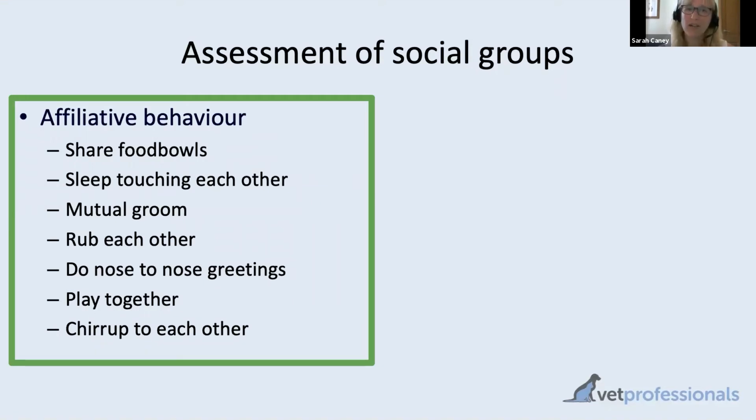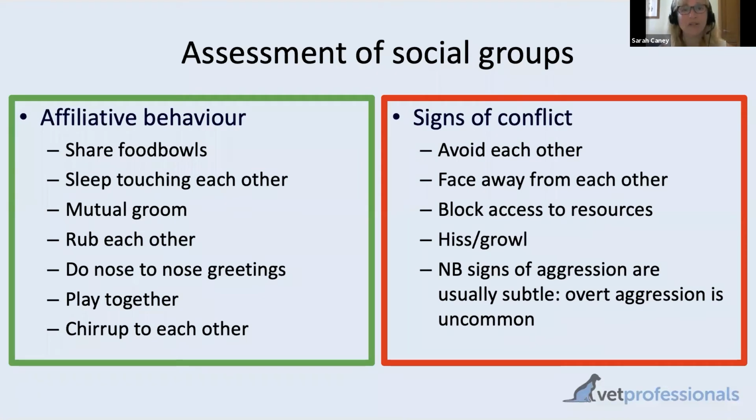So sharing things, sleeping wrapped up in each other's arms, nose-to-nose greetings, the sort of chirrup noise, the brrp cats make when they greet each other if they're friends, all those sorts of things are signs that the cats are friends. They're in the same social group. And cats that don't do these, or that show signs of conflict, are probably in a different social group.